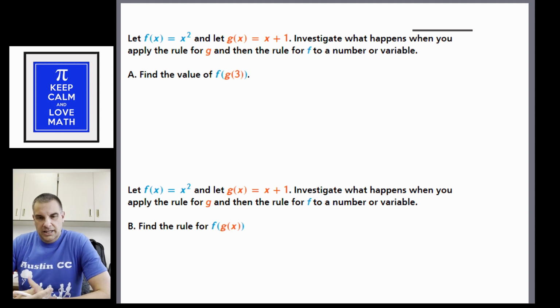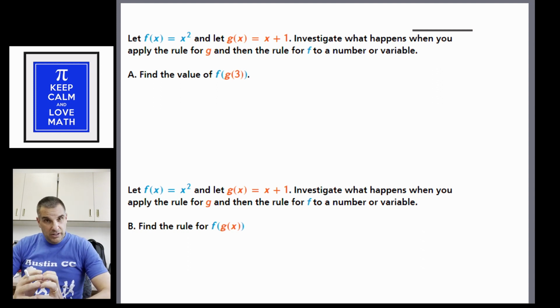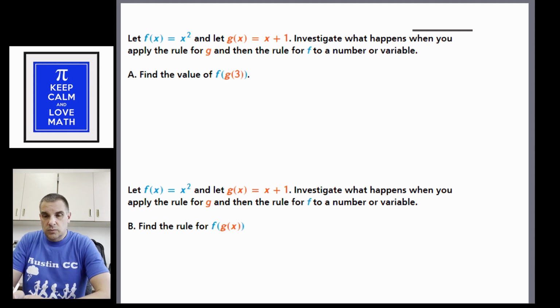We're going to let f of x equal x squared and g of x equal x plus 1. We're going to investigate what happens when you apply the rule g and then the rule f to the variable. This says we're going to find f of g of 3. That means we need to evaluate our g function at 3 first. We take our g function, x plus 1, and substitute in the x value 3.